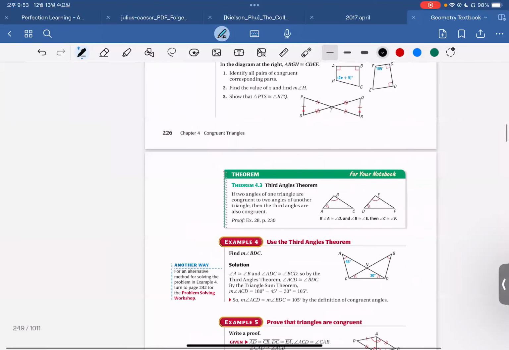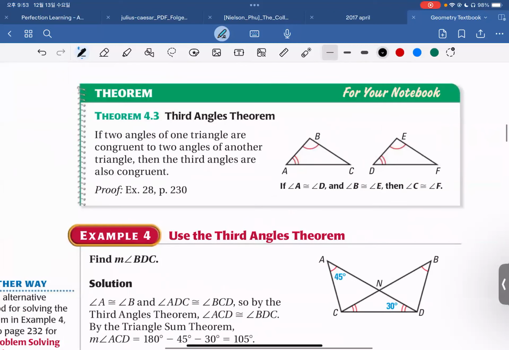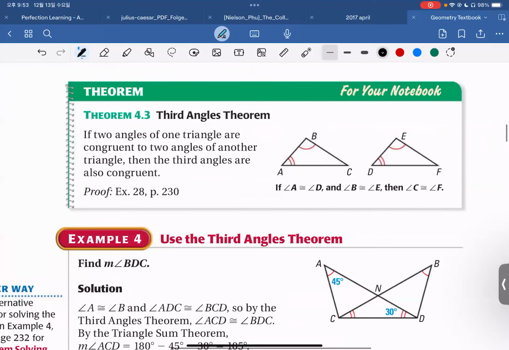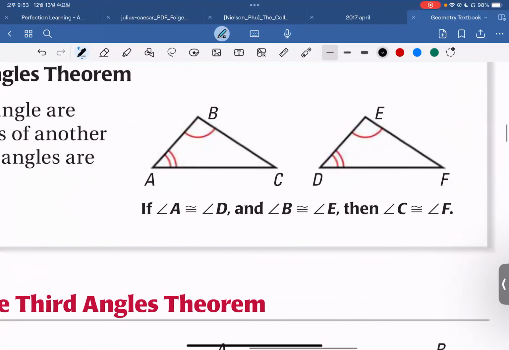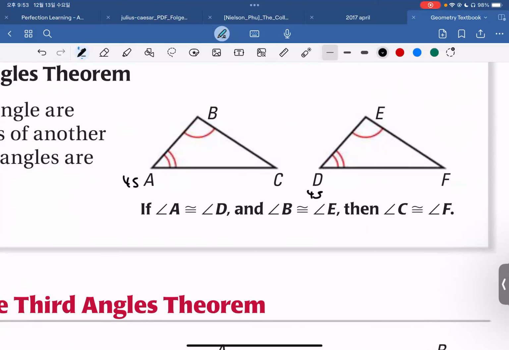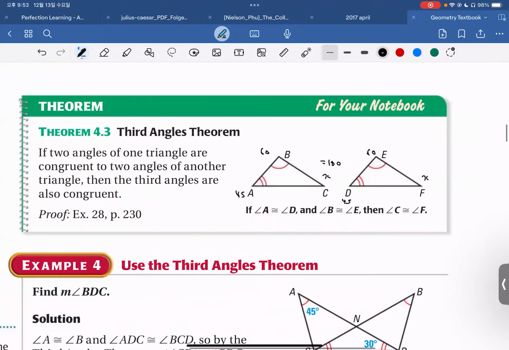The third angles theorem. Basically, if two angles of a triangle are congruent to two angles of another, then the third angle is also congruent. And this logically would make sense, because let's say A and D and B and E are equal, and let's call this 45 degrees, and let's say here is 60 degrees. If you think about the triangle sum theorem, which is that it adds up to 180 degrees, subtracting 105 from 180 in this case would always give the same value. So that's how it's really algebraically proven.